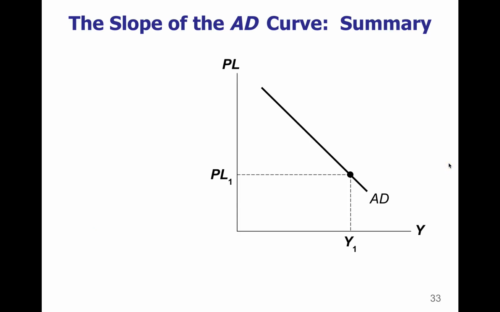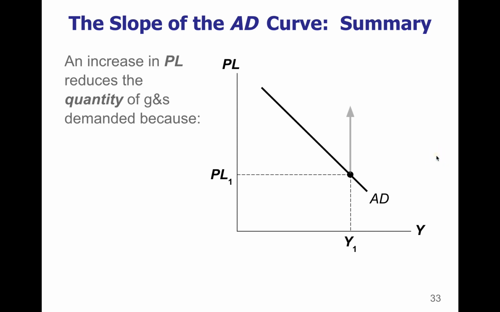This is your AP Macro video on the slope of the aggregate demand line. So as we learned, demand lines are downward sloping, which means there's a negative correlation between the vertical axis of price level and the horizontal axis, which is real GDP or output.